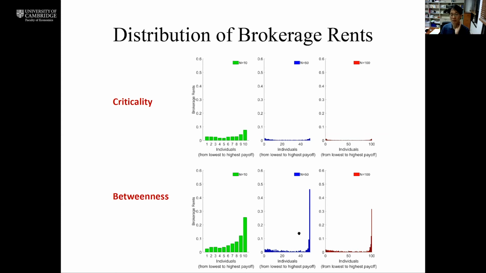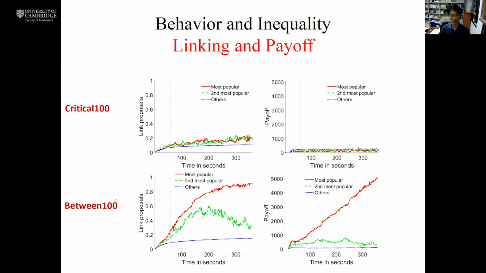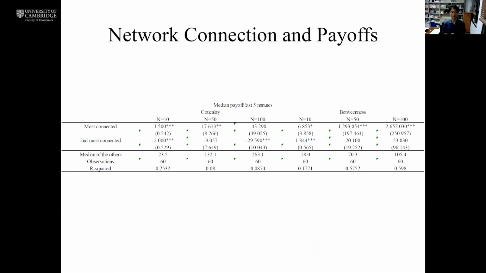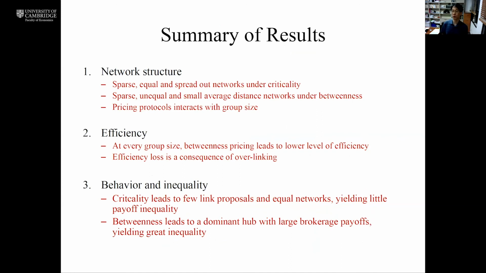As you can see, very few individuals under betweenness achieve a very large amount of brokerage rent. This leads to the fact that under the betweenness treatment, the people receiving lots of links achieve very high payoffs, and this is constantly increasing over time. However, we don't observe such a pattern under criticality, as you can see. So overall, we conclude that the pricing protocol plays an important role in generating inequality and also shapes the subjects' behavior a lot.